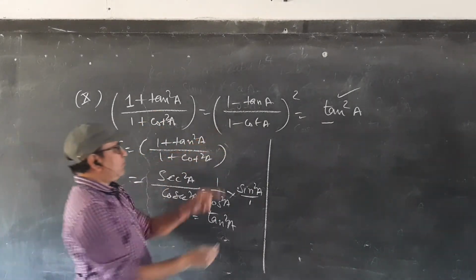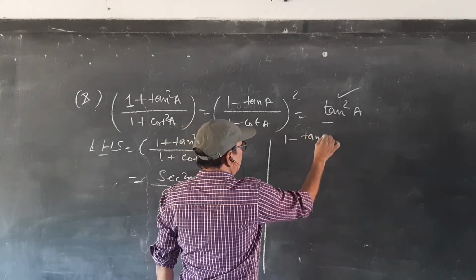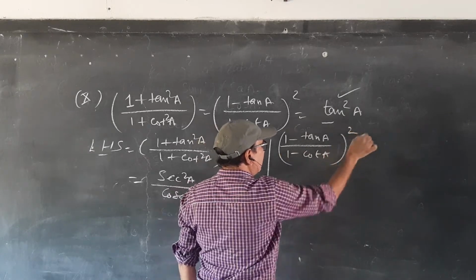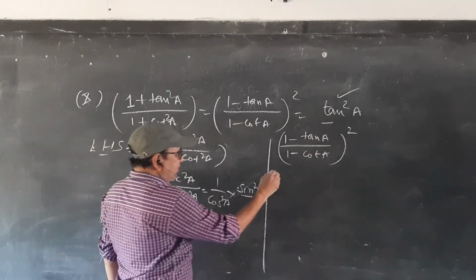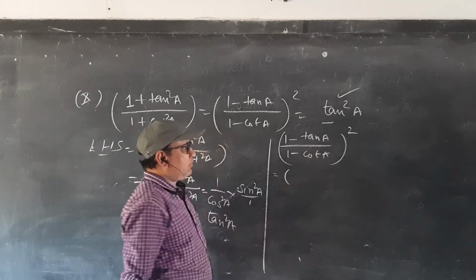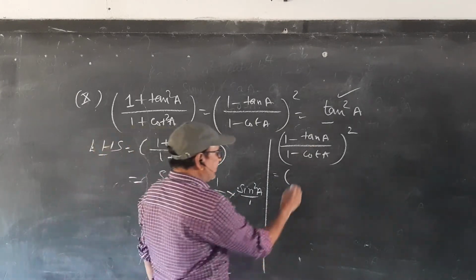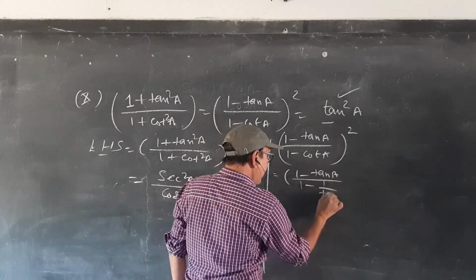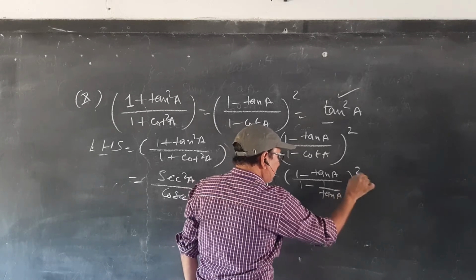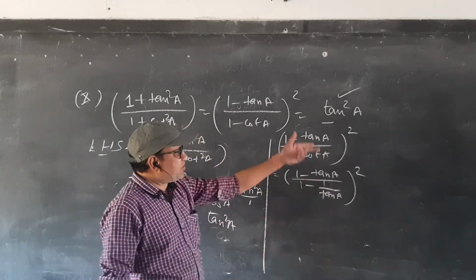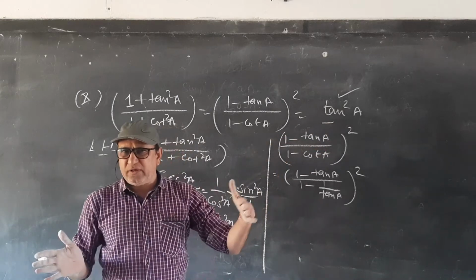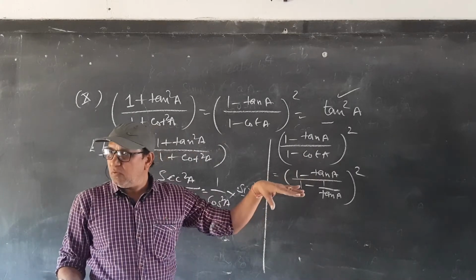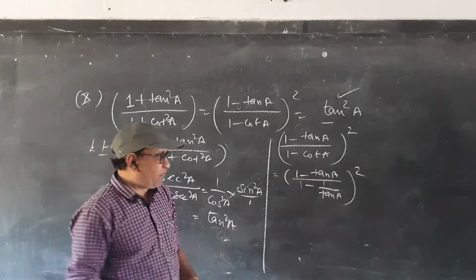Then solve 1 minus tan A upon 1 minus cot A, whole square. Change cot in terms of tan simply: 1 minus tan A upon 1 minus 1 upon tan A. We are doing the simplest way and not changing to sin and cos, because it becomes quite lengthy. First you change cot into tan, and later on you change to sin and cos if required.